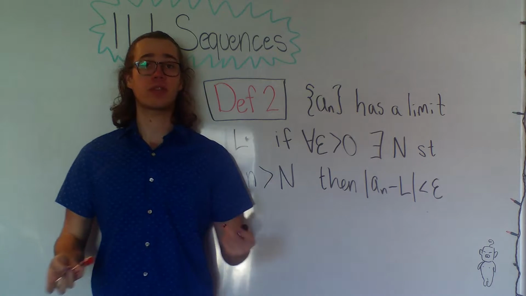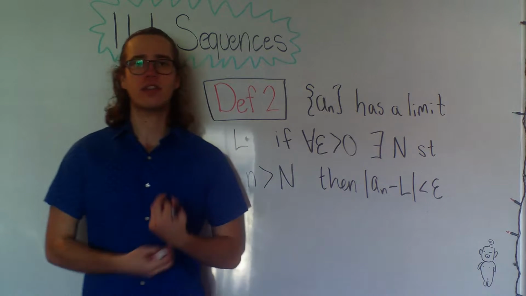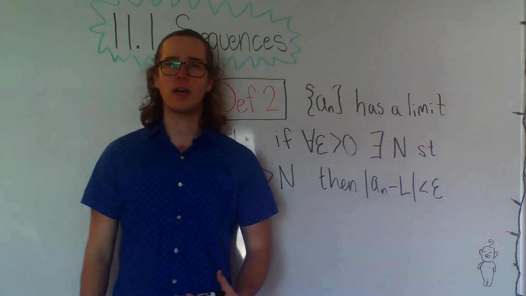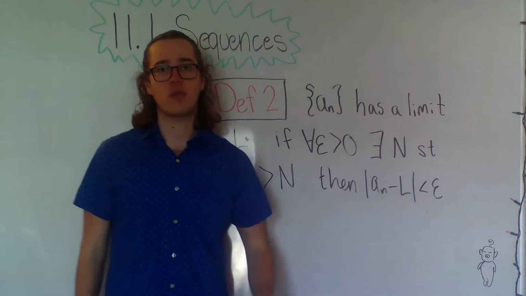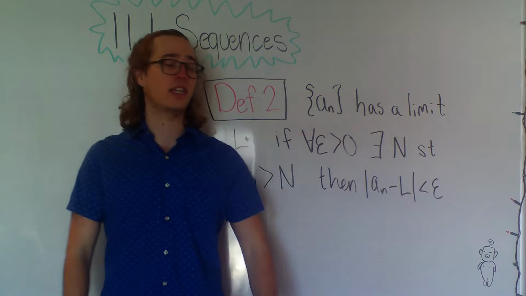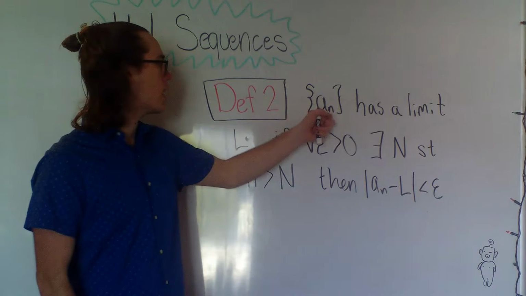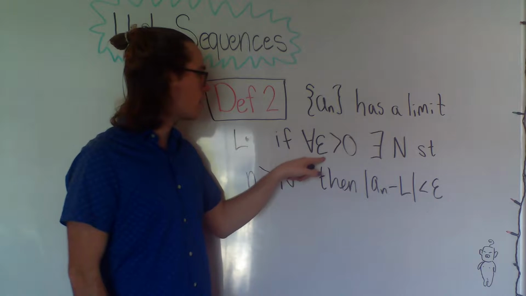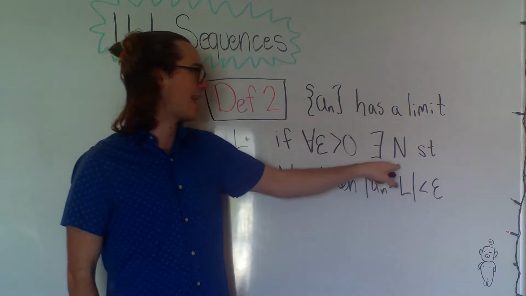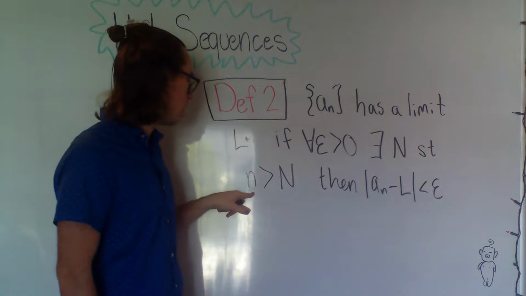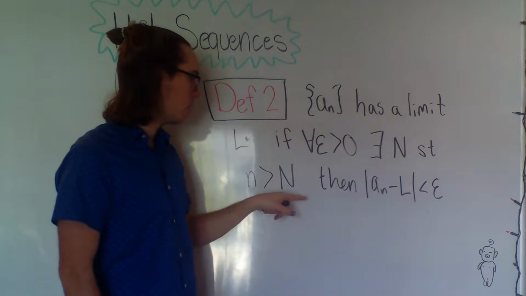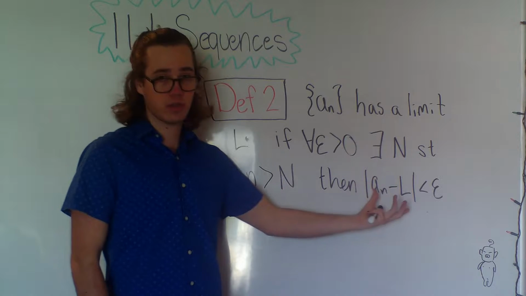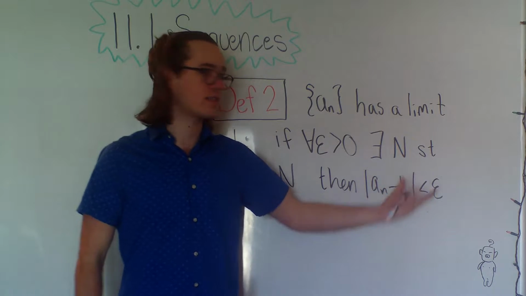Now we have the epsilon definition of our limit. This goes more into real analysis, and I'm not going to jump into the proof, but it's just a little taster for when I eventually come out with some analysis videos. We have definition 2. The sequence an has a limit L if for every epsilon greater than 0 there exists an N such that if n is greater than N, then the absolute value of a sub n minus L is less than epsilon.